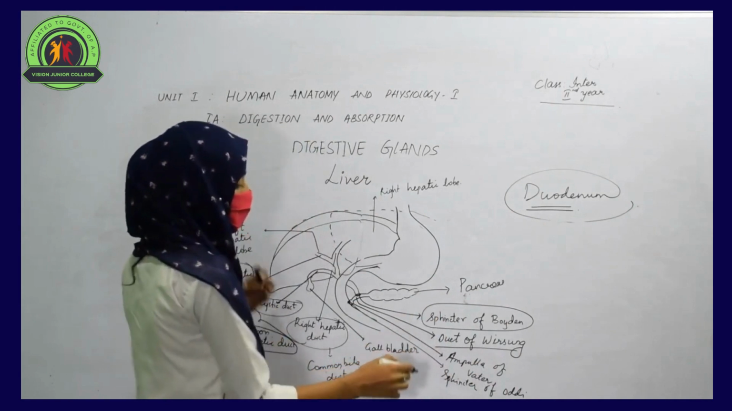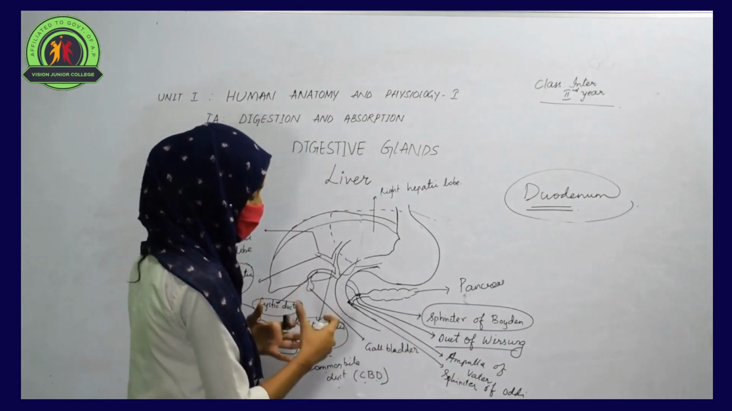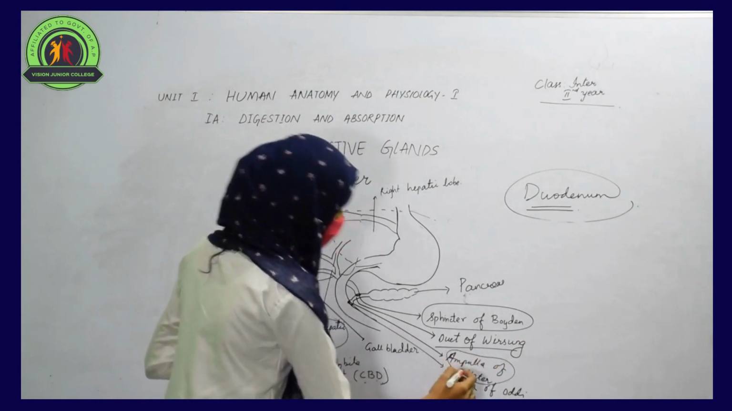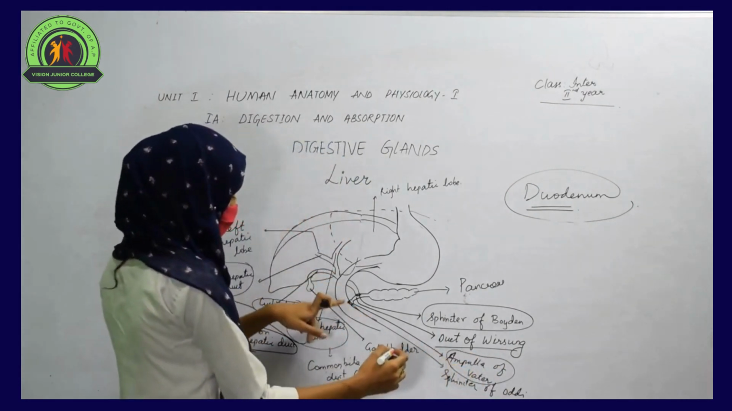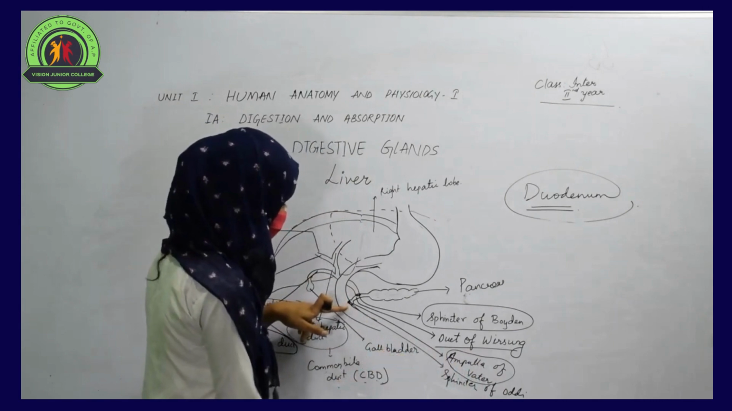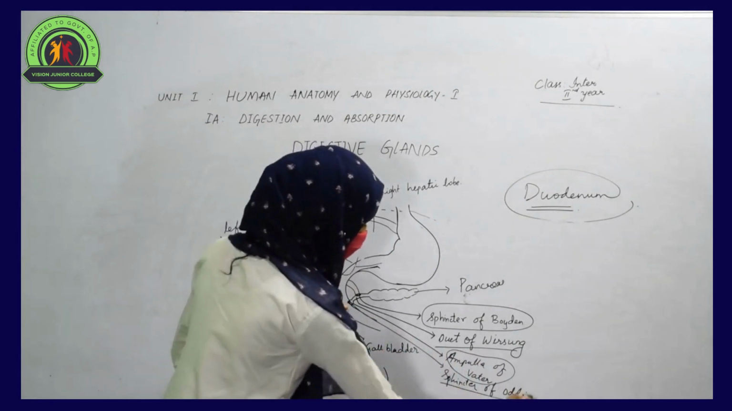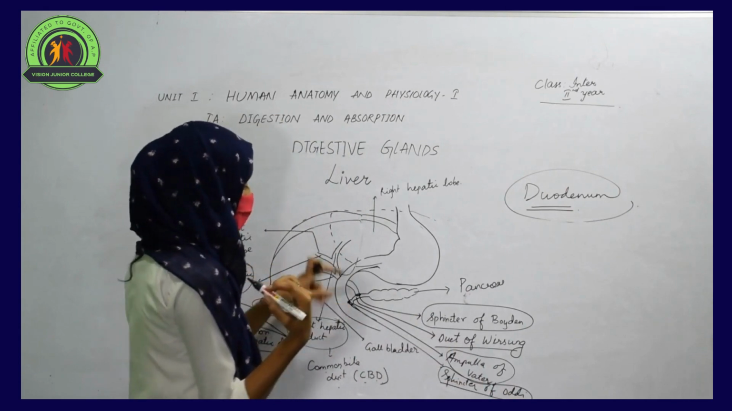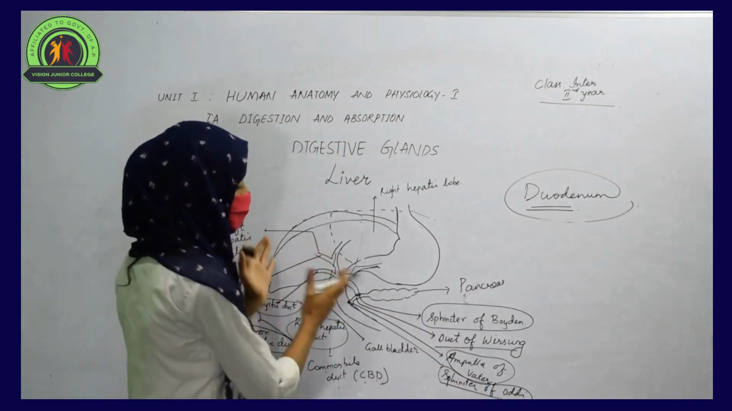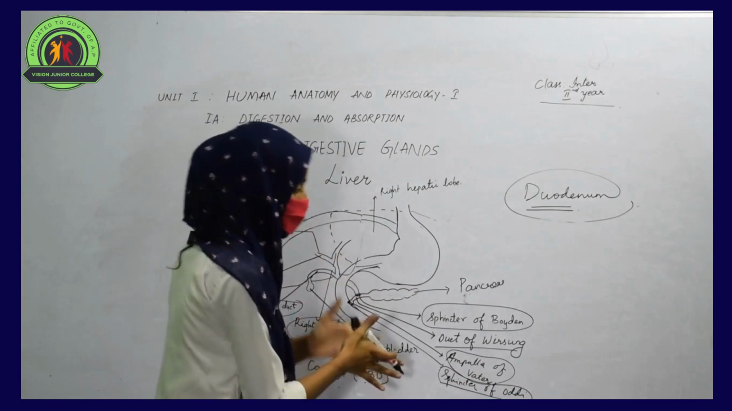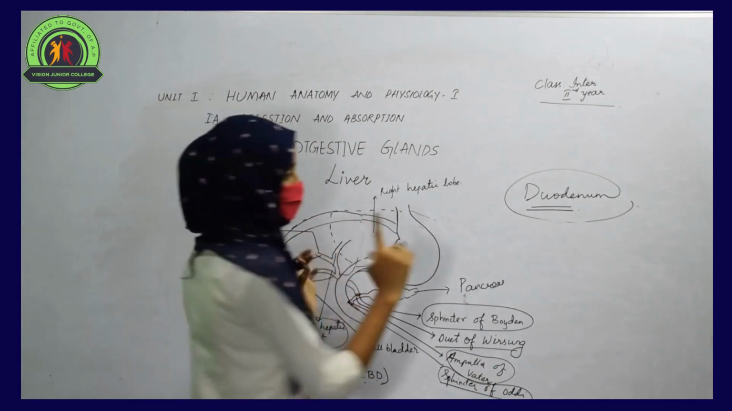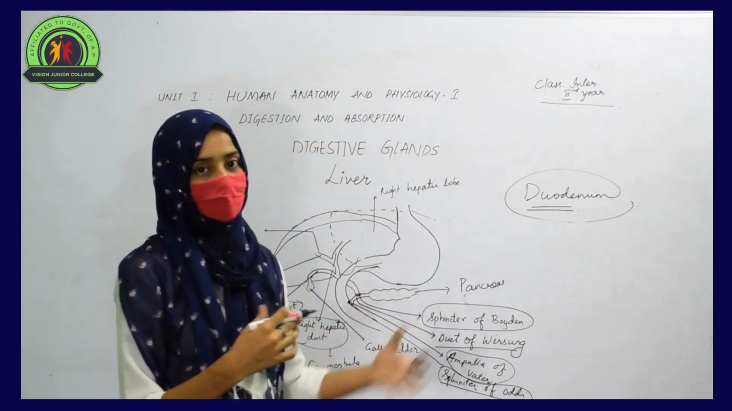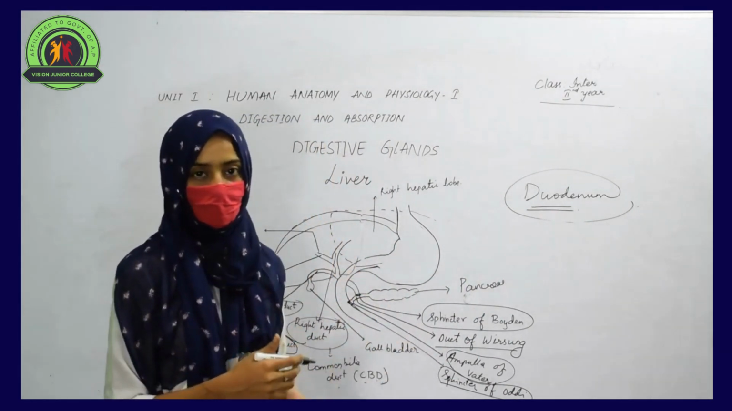This duct shows some swelling at the end of it, and that swelling part is called the ampulla of Vater. At the end of this duct, you can again find the presence of a sphincter, and we call this sphincter the sphincter of Oddi. So all the different ducts are joining together and opening in the duodenum to transfer their secretions, like bile juice and pancreatic juice.